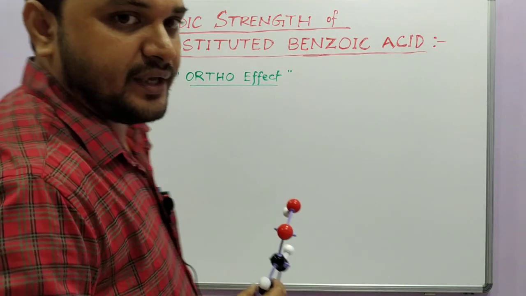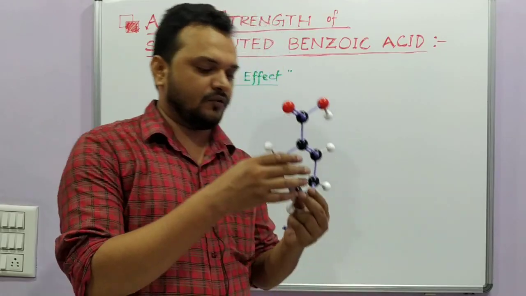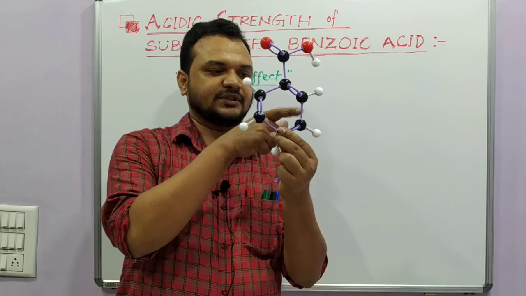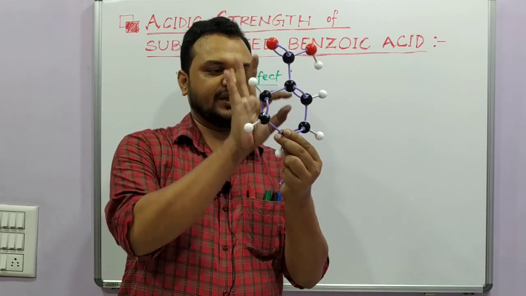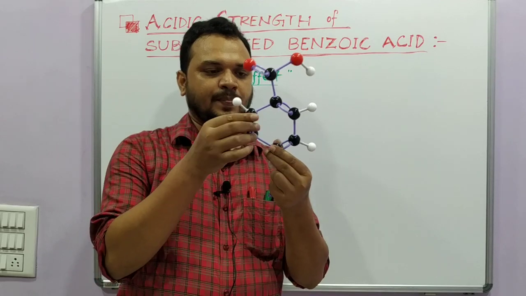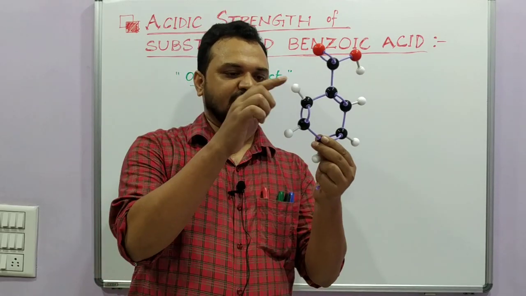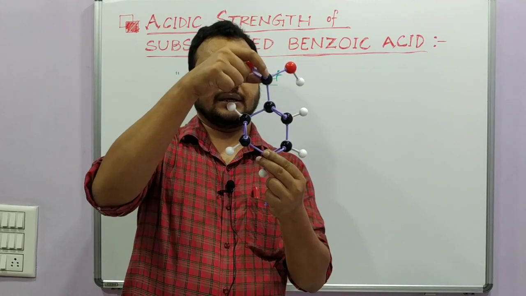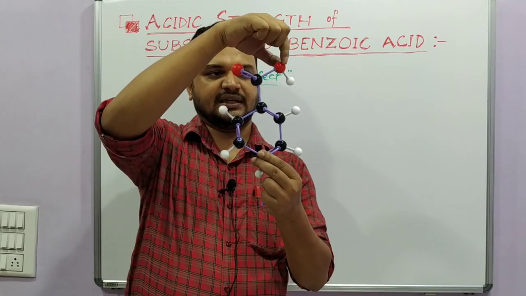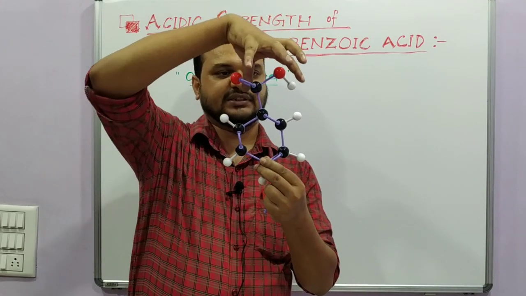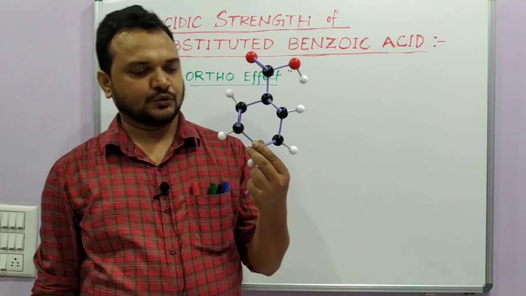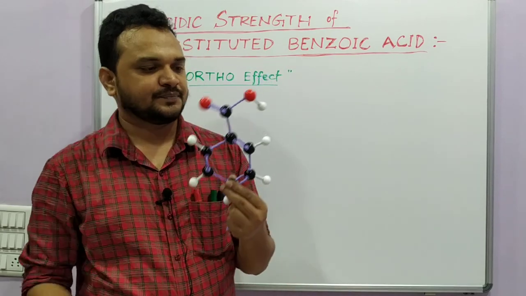Now here I have a model of benzoic acid. All these black atoms are carbon. You can see alternate double bonds here. These white ones are hydrogen. This is the C double bonded O, C single bond O, and then single bond H. So this is your COOH group, right? So this is a model of benzoic acid, correct?